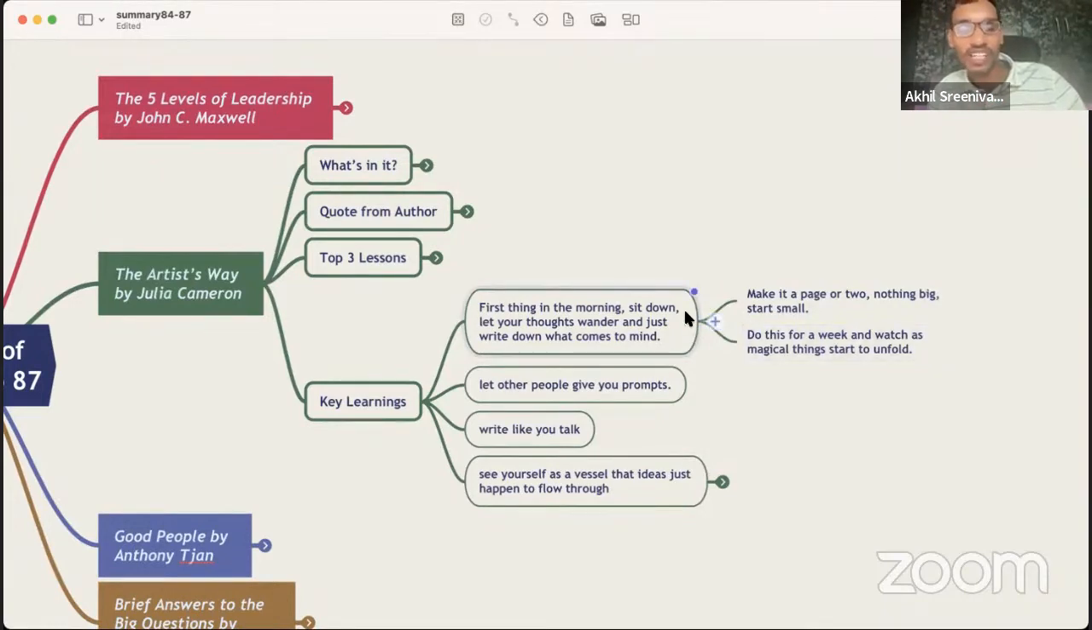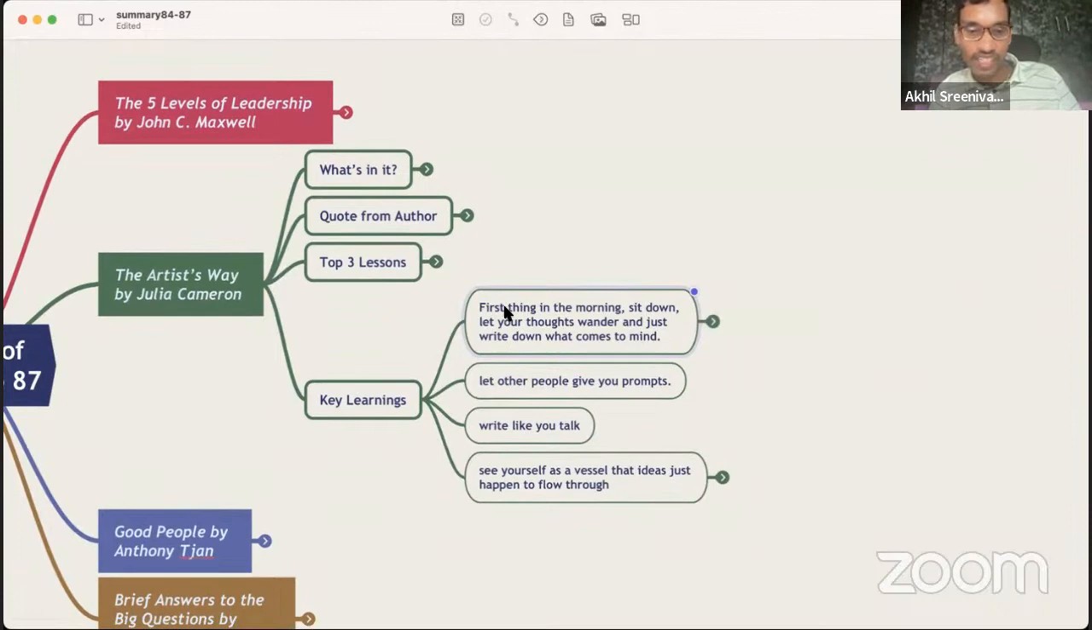So do it for the next week until next Friday. Just when you wake up early in the morning, take a paper and pen and write down whatever thoughts come to your mind. So that is the first thing that you need to do.